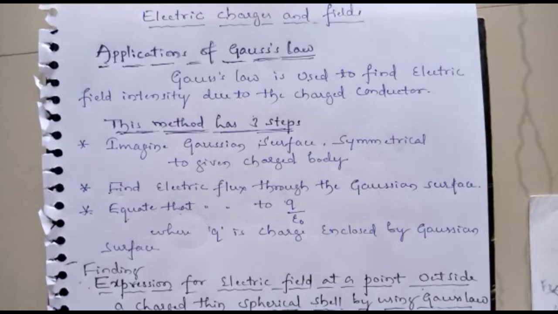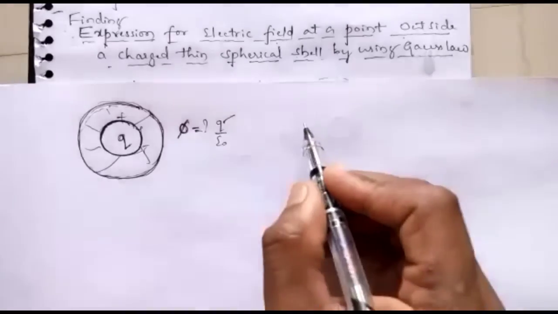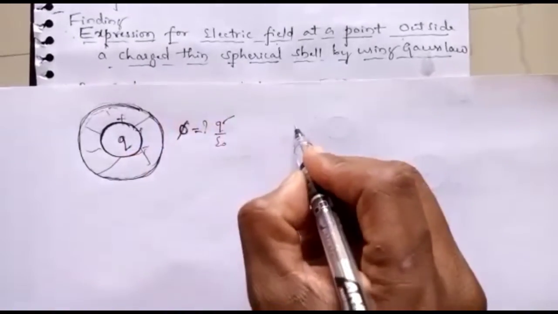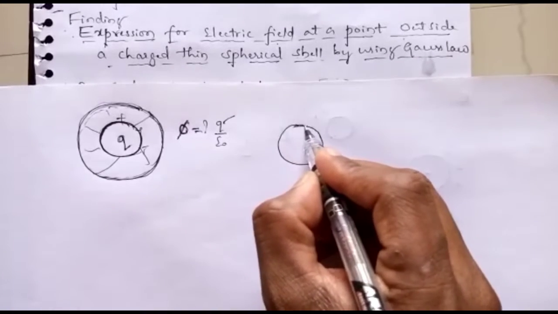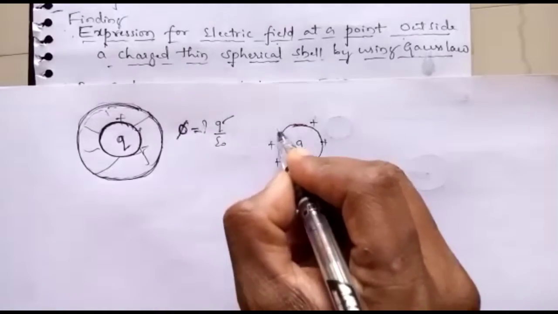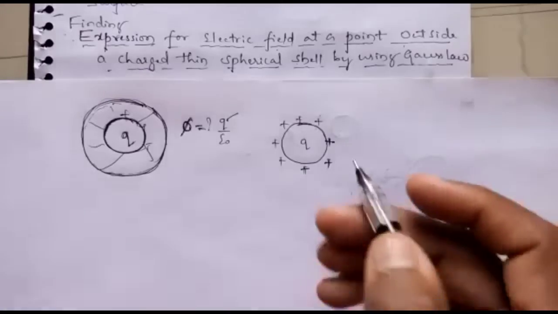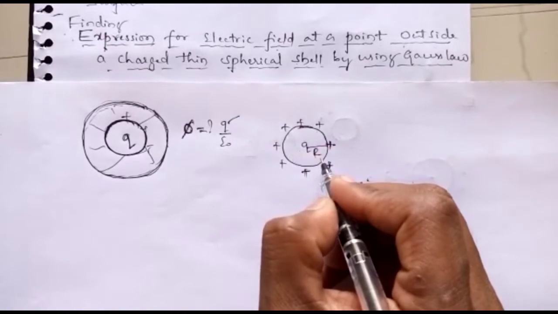Therefore, now we will see one example, that is finding expression for electric field at a point outside a charged thin spherical shell by using Gauss law. Now let us consider a spherical shell, a charged spherical shell. This spherical shell is having charge Q. And R is the radius of the spherical shell.